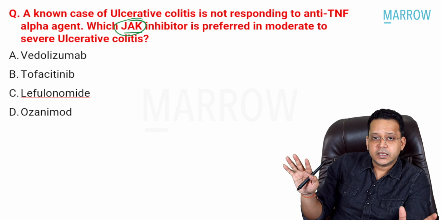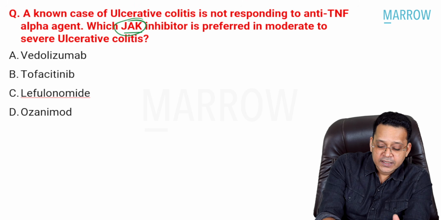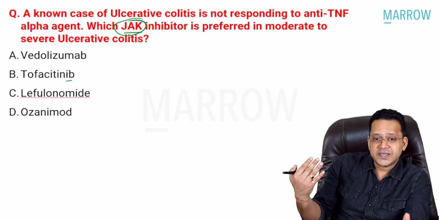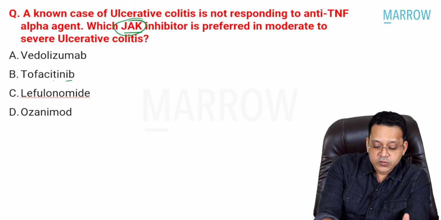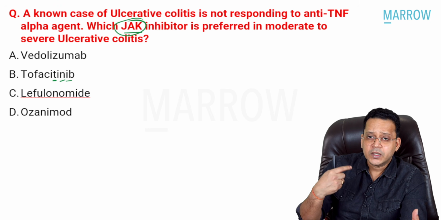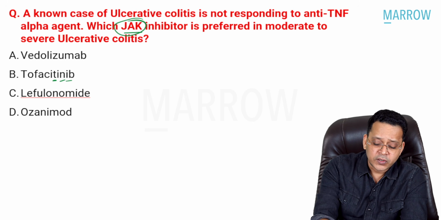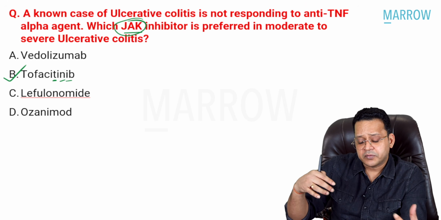If you know that for tyrosine kinase inhibitors, the names end in IB, meaning inhibitor, and that T stands for tyrosine kinase, so tyrosine kinase inhibitor. If you know this much, you could have answered this: tofacitinib is the only JAK inhibitor. So again, it is not a difficult MCQ, right?